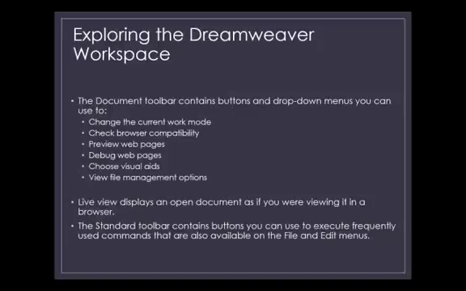So then the document toolbar will contain any kind of buttons and drop-down menus that you can use to change your current work mode, check your browser compatibility, preview the web page, debug the web page, choose visual aids, or view the file management options. The live view will display an open document as if you were viewing it in a web browser, and a standard toolbar will contain the buttons you can use to execute your frequently used commands, and those are also going to be available on the File and the Edit menus. That screen, which includes all the menus, panels, buttons, inspectors, and panes that you use to create and maintain websites, is designed to give you easy access to everything you need to create your web page.